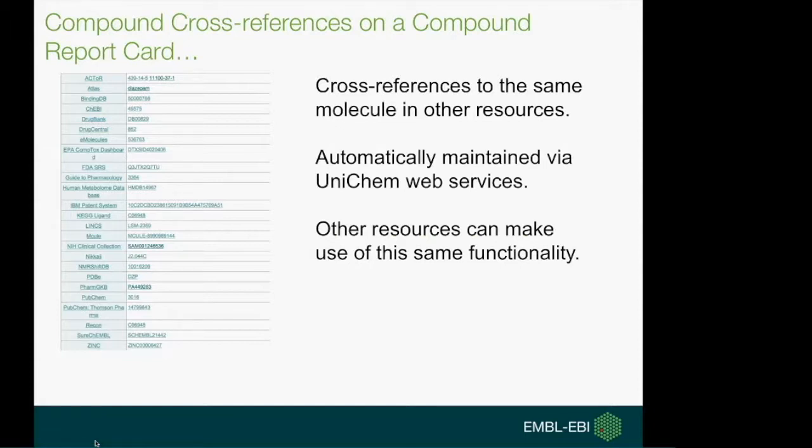When somebody opens this ChEMBL 12 report card, a REST web query is sent off to UniChEM, and the information you now see before you is sent back to the browser so that the person sees the most up-to-date links for the compound that they're looking at. Of course, it's not just ChEMBL that makes use of UniChEM, but other resources use the same functionality.